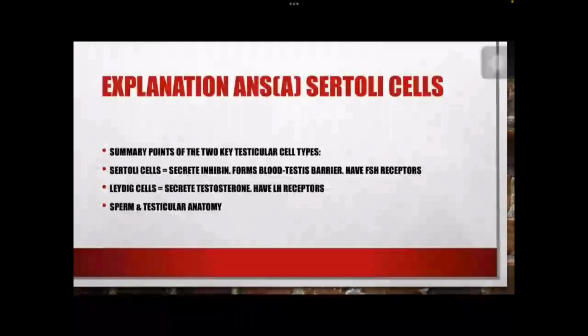So the explanation is that the answer is Sertoli cell. You can remember that L for LH and L for Leydig cells. Leydig cells secrete testosterone and have LH receptor, while the Sertoli cells secrete inhibin, form the blood-testis barrier, and have the FSH receptor.